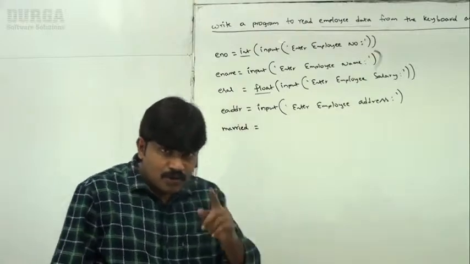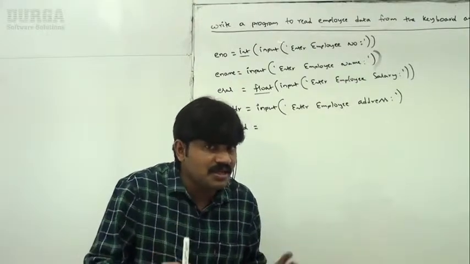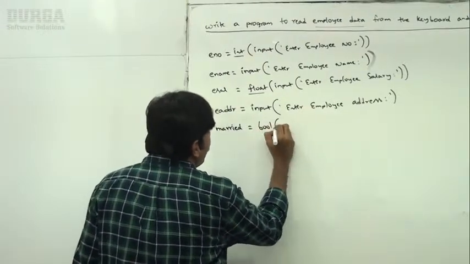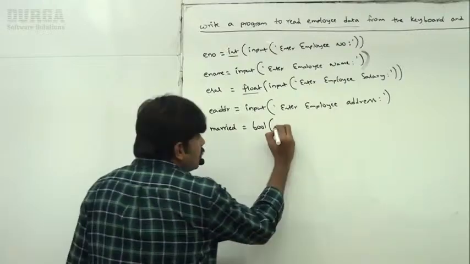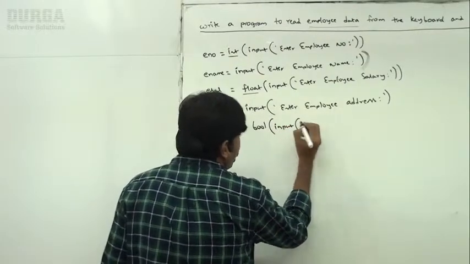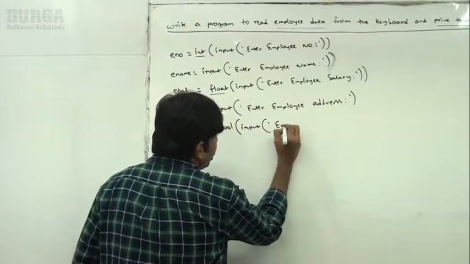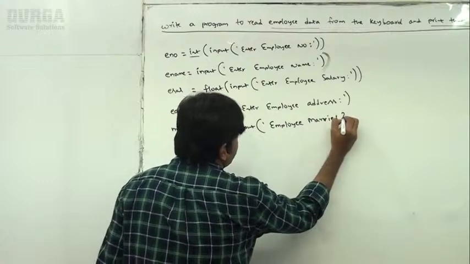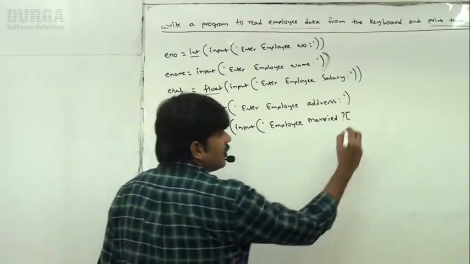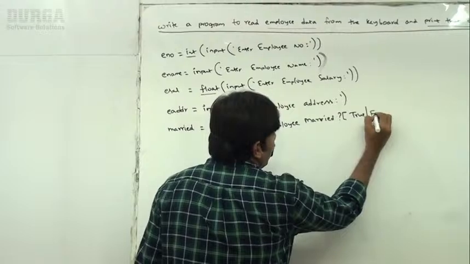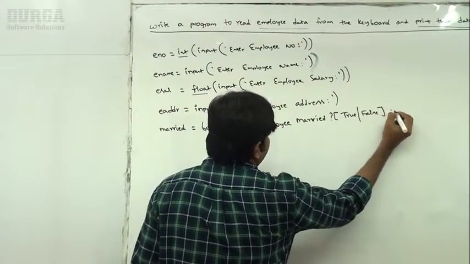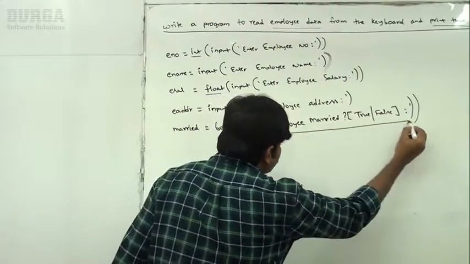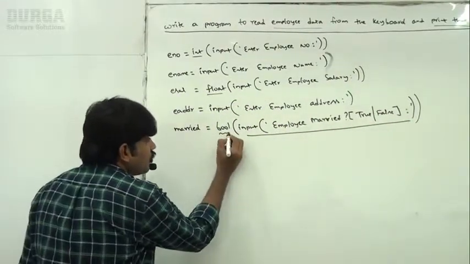Is employee married or not? True or false? Take very special care. Now I'm taking here bool of input of employee married. I'm asking, can you please enter either true or false? Whatever end user provided data will be typecasted to Boolean type.